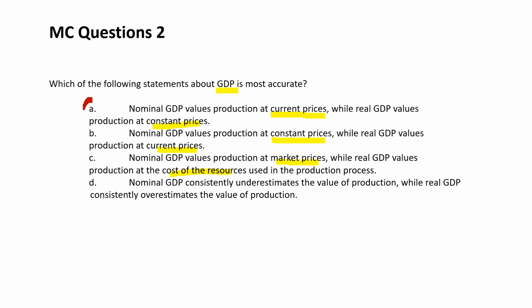So the answer is A. Nominal GDP values production at the current price. So whenever we calculate the nominal GDP, we are using the current price for the current period, while real GDP values production at constant price. So it's based on the base year price.